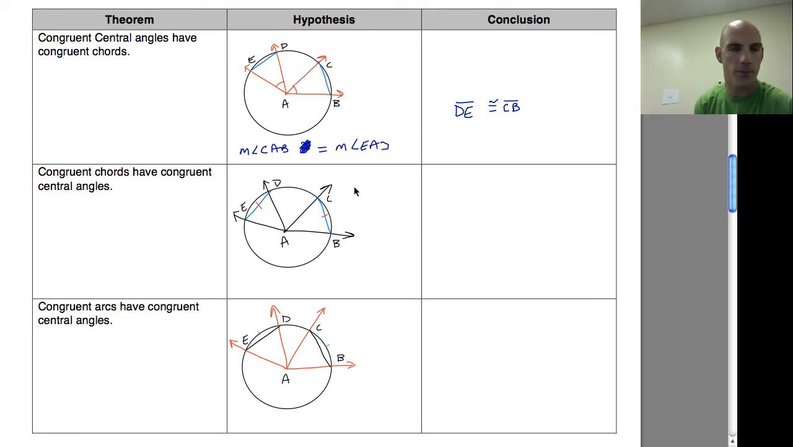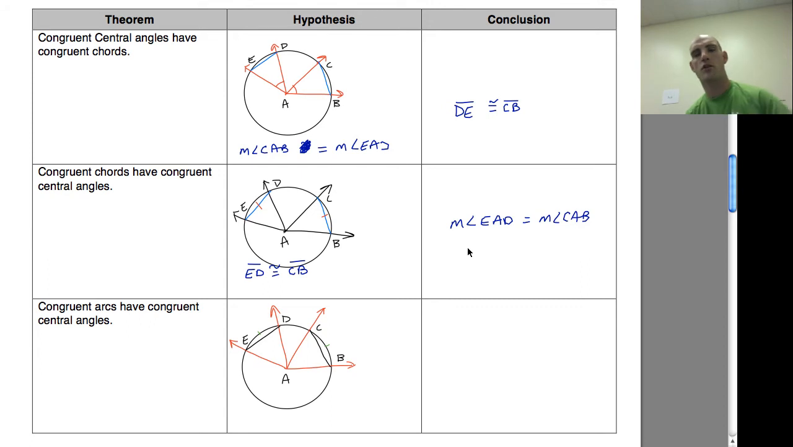Okay, next theorem. Congruent chords have congruent central angles. So here it shows me that ED is congruent to CB, and because it's the reverse of this top theorem, I can conclude that the measure of angle EAD is equal to the measure of angle CAB. That's what I can conclude. These are actually really useful theorems because then we can start to find the measurements of angles inside.